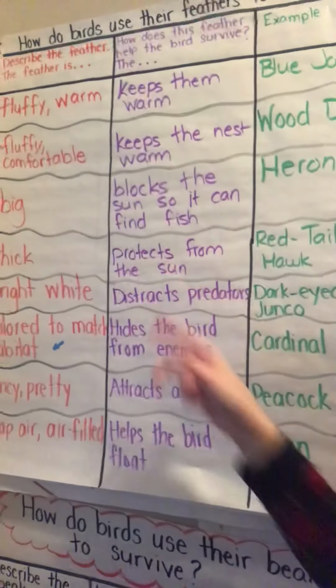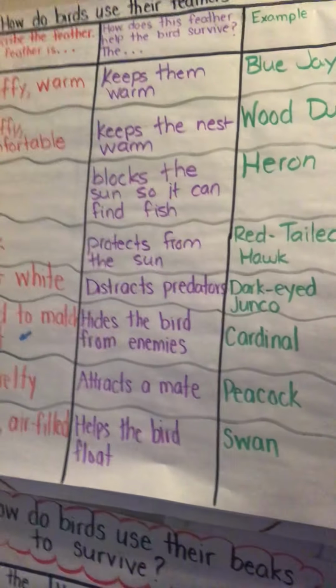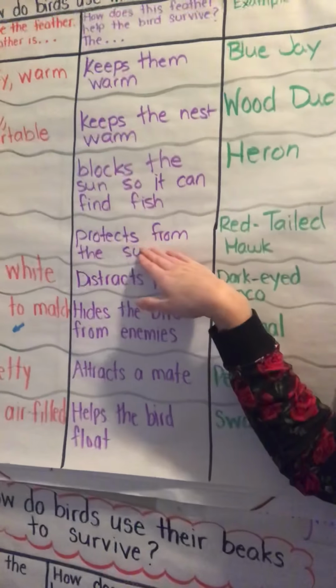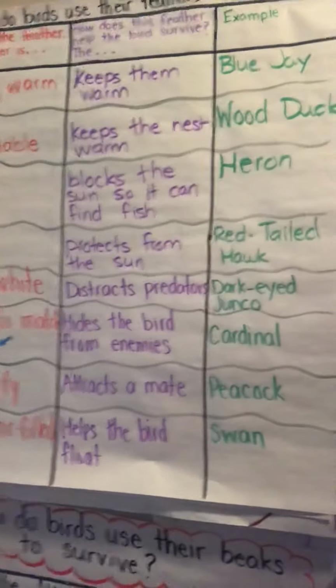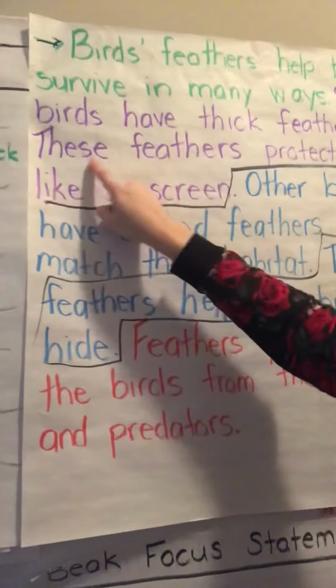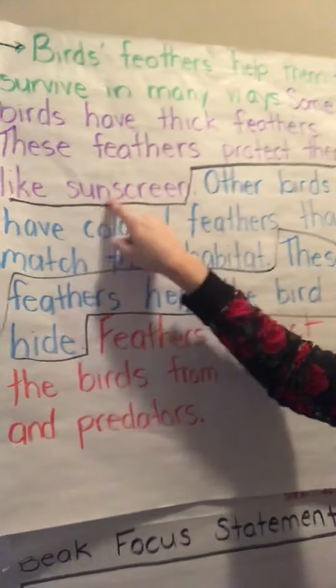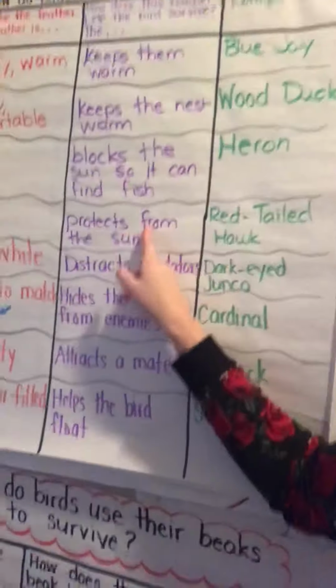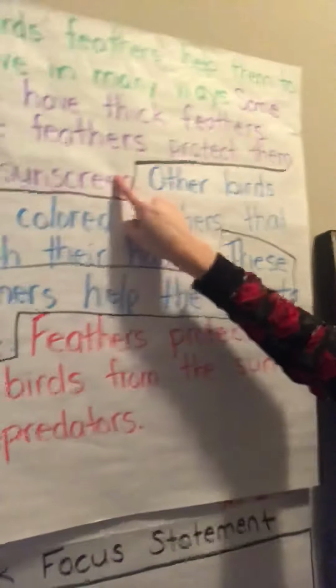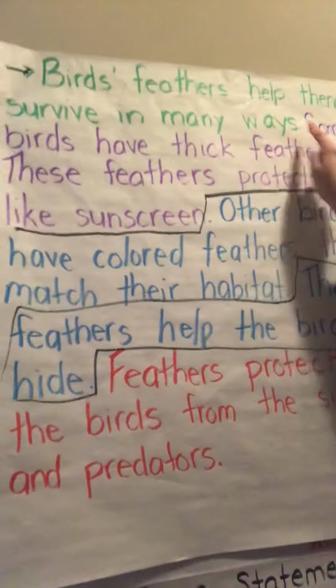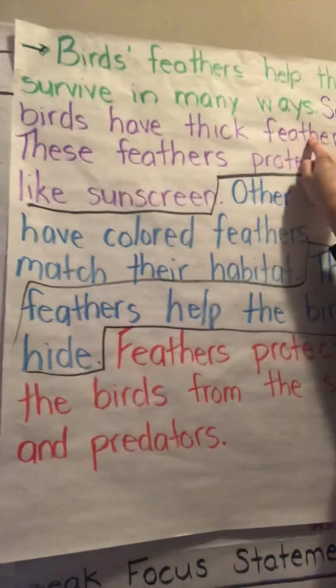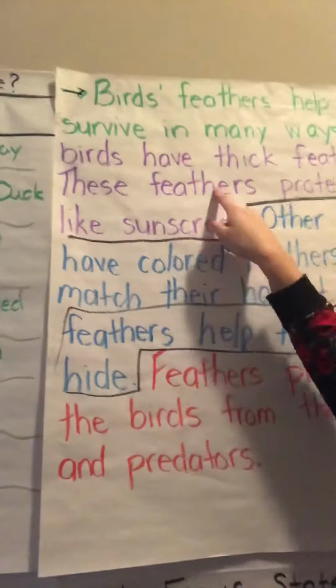Again, is protects from the sun a good sentence? No, it's not put together. So we had to take this note and make it into a sentence. So then we said, these feathers protect them like sunscreen. We just took our notes and made it into a sentence. So together our details said some birds have thick feathers, so we talked about how the feathers look. And then we said these feathers protect them like sunscreen. So now we told the reader how the feathers help them survive.